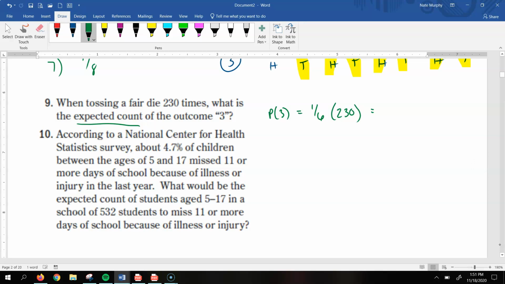And when you do that, you end up getting about 38.3 repeating. So we would just say approximately 38 times. I think your book did say 38.3 repeating. But that's how you would do number 9. So number 10, we would do the same thing.